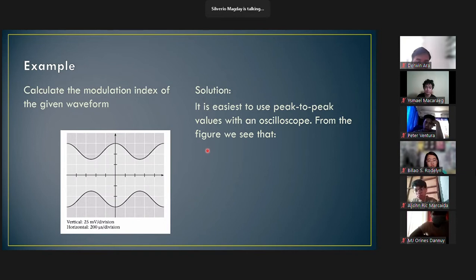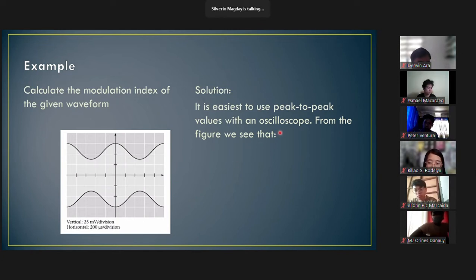So pag peak to peak yung ginagamit natin, peak to peak. We know that the vertical is 25 millivolts. Peak to peak. Ayun, 75, sir, peak. Peak to peak. So yung ginamit mo is yung peak. Tama? Pero pag nag-peak to peak tayo, that's 100 millivolts peak to peak. Tama?